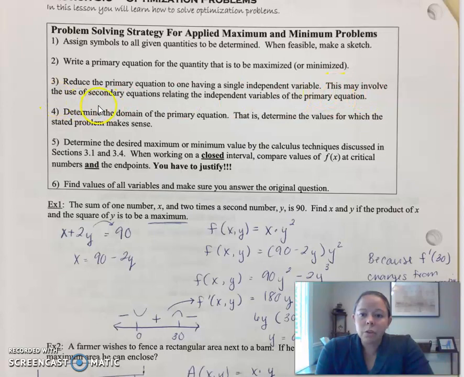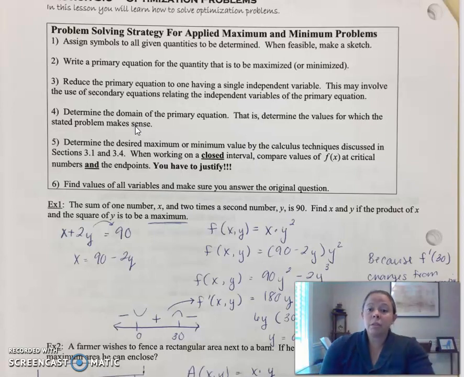This may involve the use of a secondary equation relating the independent variables of the primary equation. Okay, so here's where I skipped a sentence. Reduce the primary equation to have one single independent variable. So that's where we needed this secondary equation to substitute in. All right, and then 4 says determine the domain of the primary equation, that is, determine the values for which the stated problem makes sense. And that's referring to consider your endpoints. What are the extremes that we even care about?